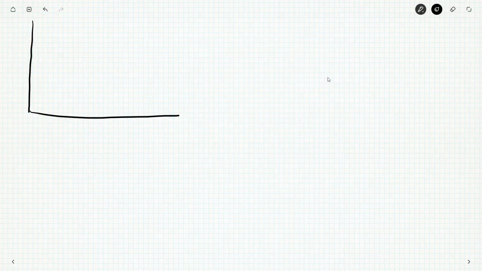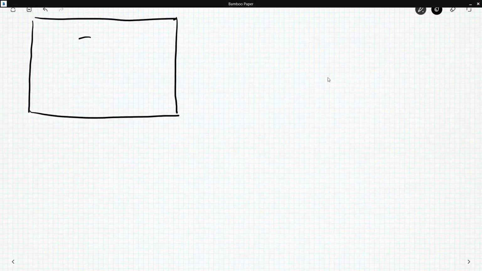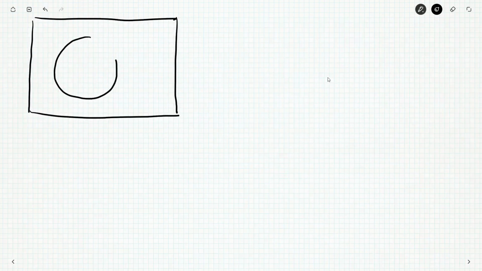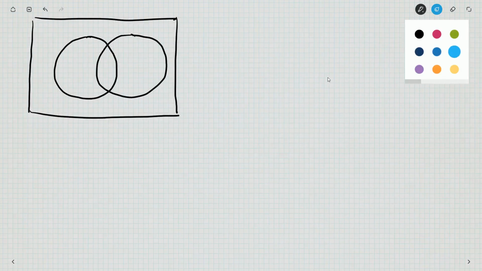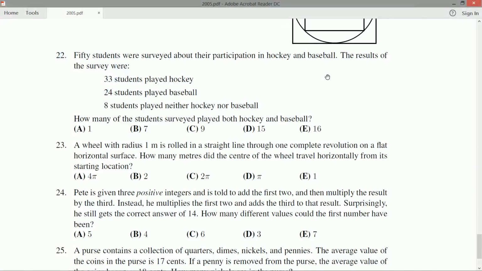So you typically draw a giant box representing the universe. This is everything, anywhere that you talked about. And then we've got two things that we're talking about, hockey and baseball. So you get two circles. Everything in this, maybe we'll call it the blue circle, will represent the students playing hockey. So the total number that we should have in the blue circle would be 33.